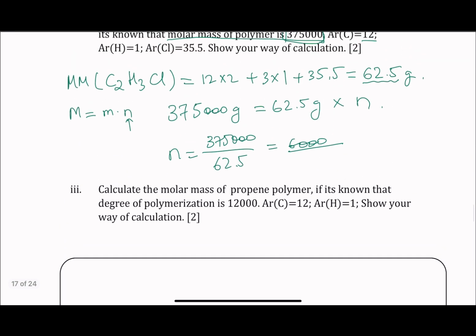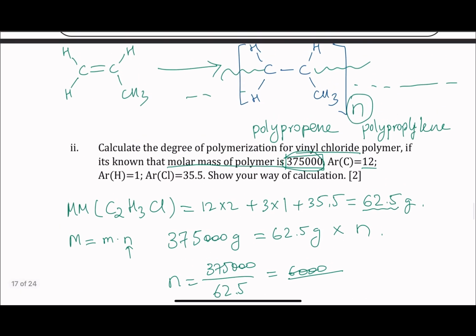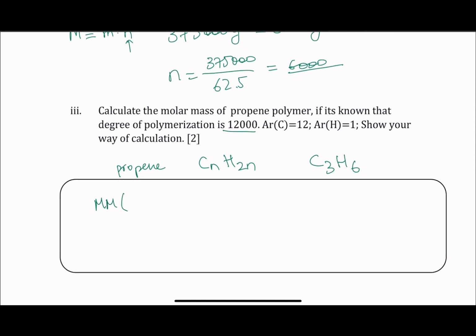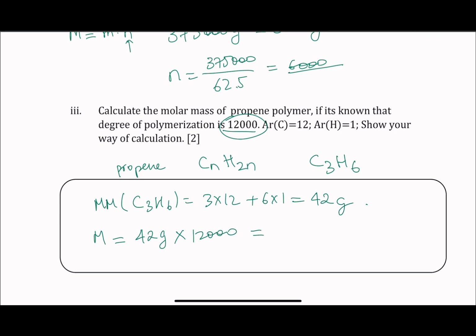And now for this one we just did it the other way around. For polypropylene, you know that it is made from propene. We don't even need to look up there, CnH2n. So C3, it would be H6. So the molar mass of C3H6 would be 3 times 12 plus 6 times 1, and this would be 42 grams. And then you would do the same formula, 42 grams multiplied by n, which is the degree of polymerization given to you, 12,000, or whatever the number is, you would plug it in there.